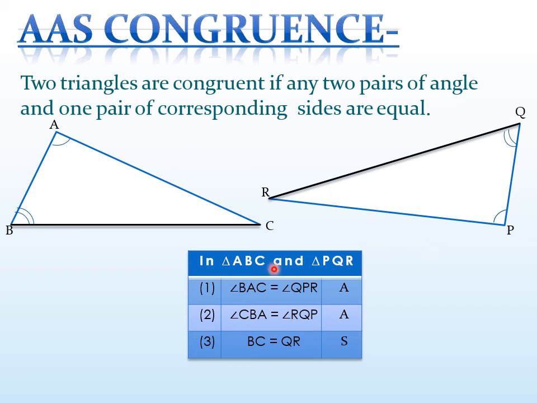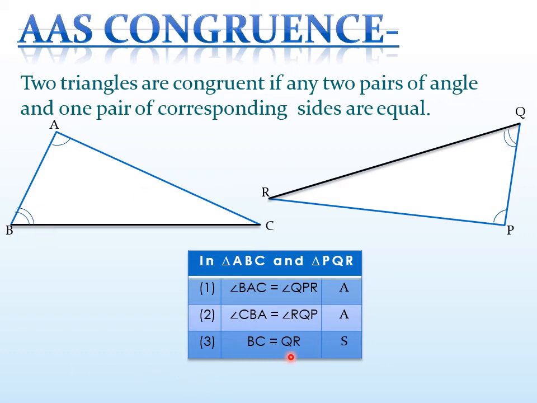are equal. So in triangles ABC and PQR, we can see that angle BAC is equal to QPR. BAC, this one is equal to QPR right over here. See, single arcs are there, that means they are equal. Here double arcs, that means they are equal. So we can take the rule A, for angle. Another angle is also equal, that is CBA is equal to RQP. So these two angles are equal.